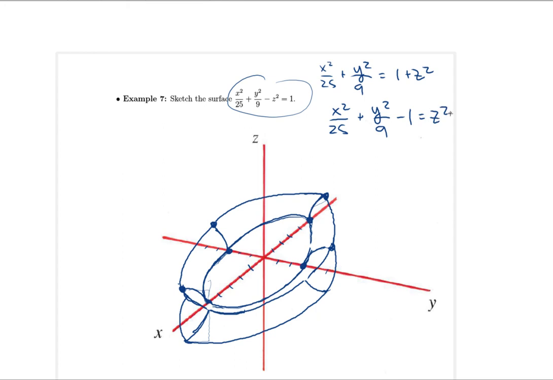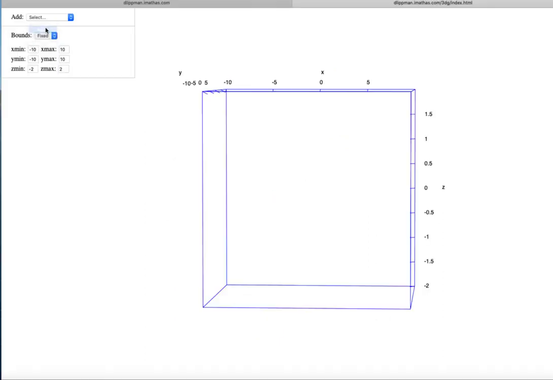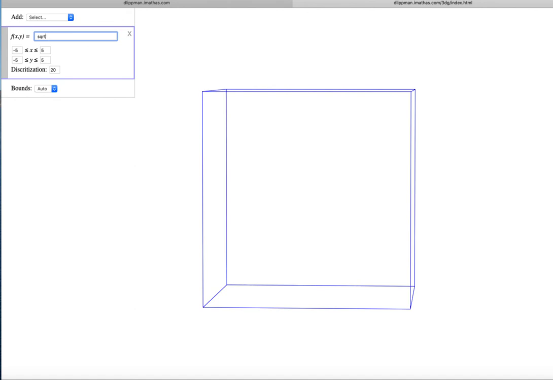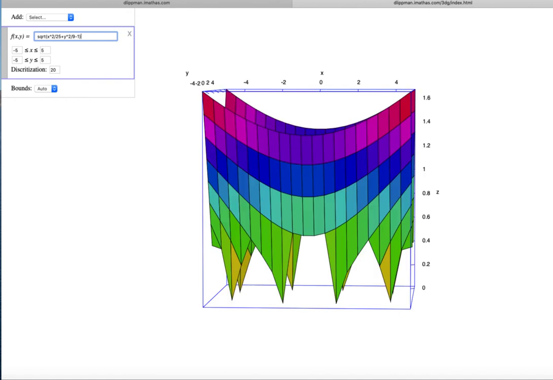And then that's going to give us two equations, right? When we take the square root, we've got to remember to do plus or minus the square root of x squared over 25 plus y squared over 9 minus 1. Okay, so I'm going to put those two into my grapher. So I put in the square root of x squared over 25 plus y squared over 9 minus 1.